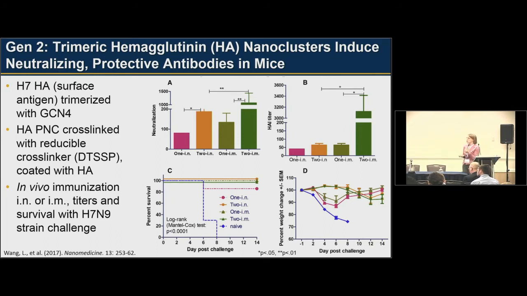And so what we took is an HA domain from an H7 strain of flu, and we again in this case trimerized it. Hemagglutinin is a natural trimer. And so we need to be able to protect that structure when we make our particles. And so in this case, we made the particles with a reducible crosslinker, thinking that they could break up more easily. And we also gave an extra coating of hemagglutinin on the outside. As I kind of glossed over, in that early data I showed you that there were different cytokine responses whether the particles were coated or not coated.